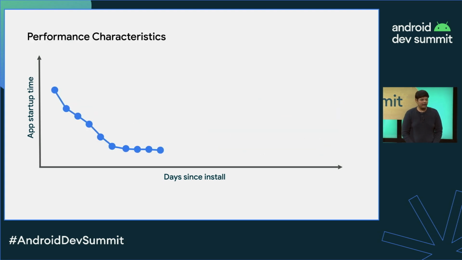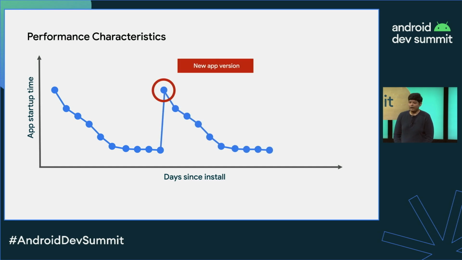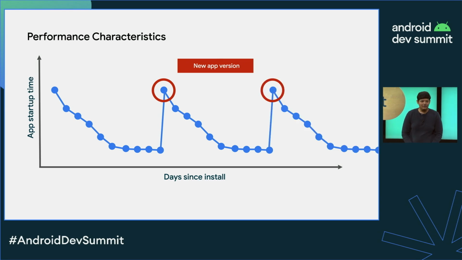Let's revisit that curve. If you look at performance characteristics, we have a new caveat here, which is that every time you release a new version, we don't have profiles, and so we have to start over again. This happens every single time, right? Every new version. So if you've seen something like this before, we're sorry, but now you know why.